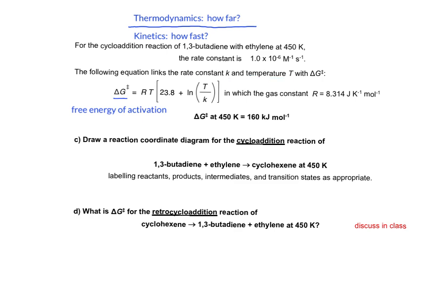This rate constant is a small number. This is a slow reaction even at relatively high temperature. And so it's not surprising to me that the energy barrier is relatively large, 160 kilojoules per mole.